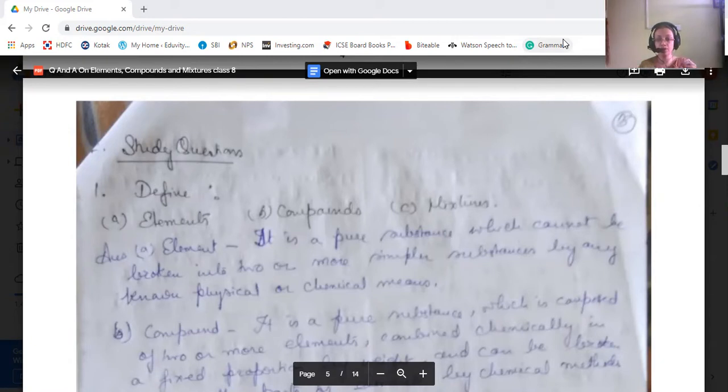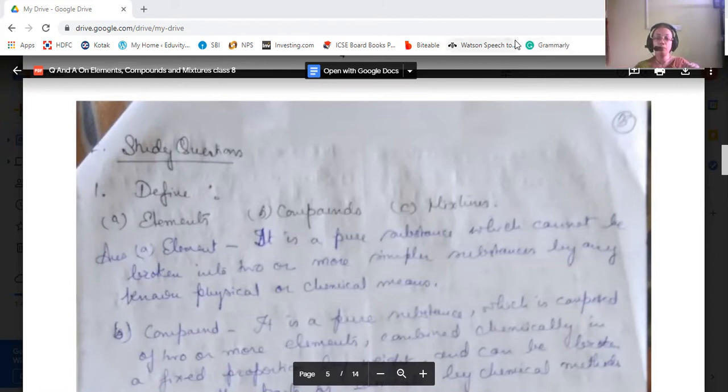Element is a pure substance which cannot be broken down into two or more simpler substances by any known physical or chemical means. That is, by any known physical and chemical means, we cannot break down an element, because it's a pure substance and cannot be broken down into two or more simpler substances. So this is the element.